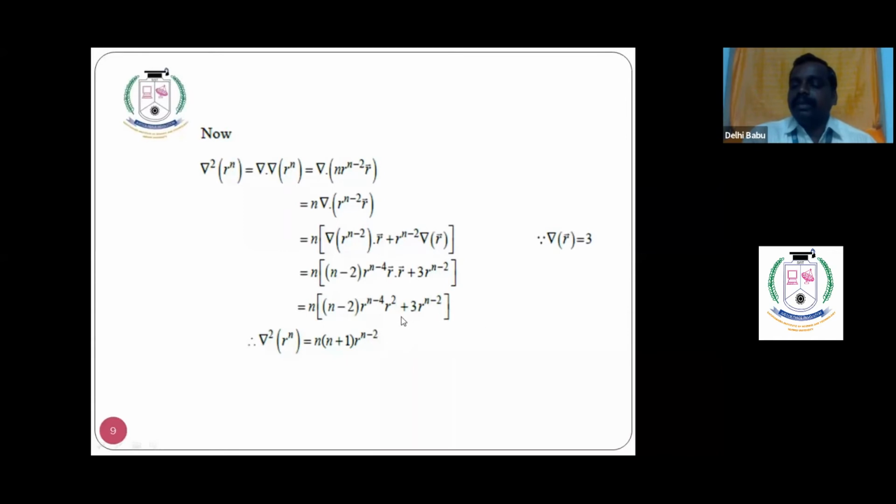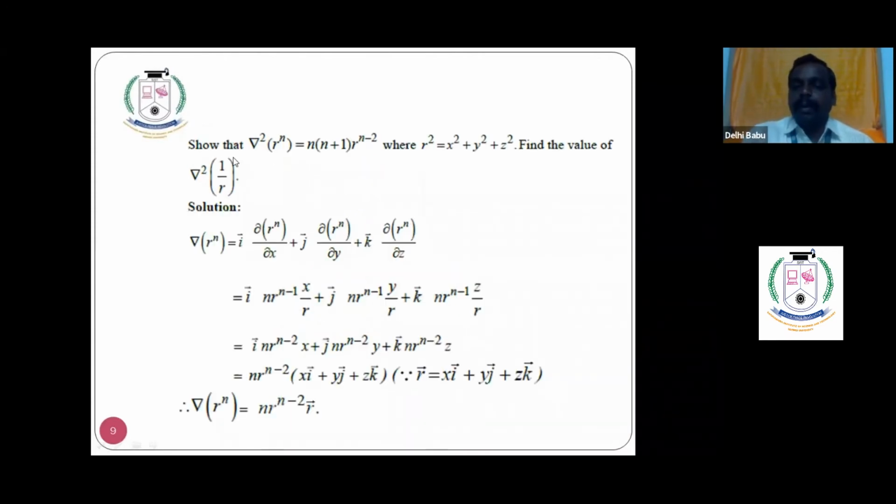Both the terms are having r power n minus 2, so take r power n minus 2 as common. Then this is n minus 2 plus 3. What is n minus 2 plus 3? n plus 1. Hence, del square of r power n is equal to n into n plus 1 into r power n minus 2. This is our aim to prove. See the problem? Del square r power n is equal to n into n plus 1 into r to the power n minus 2.